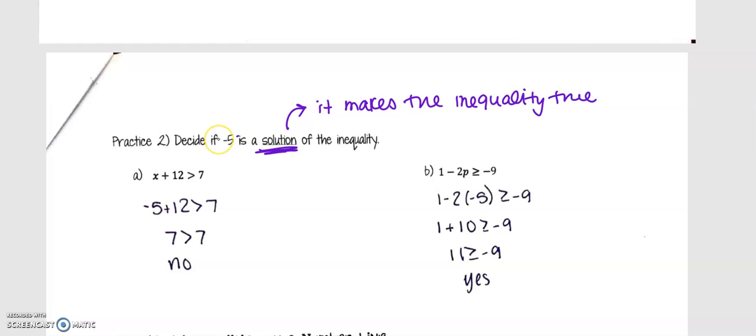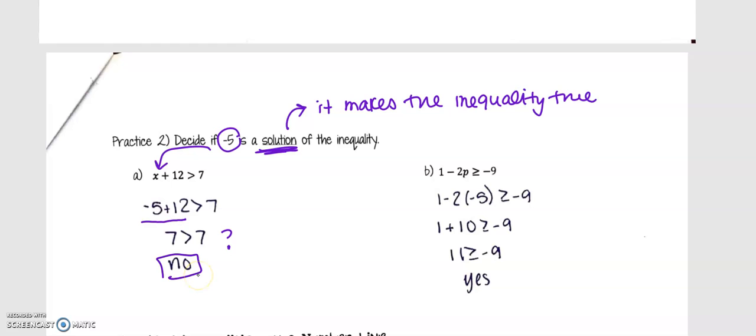So what we're going to do is I'm going to take that -5 and put it in for x. So notice we'll do -5 plus 12 is greater than 7. And then I do -5 plus 12, and that gives me 7. And then I ask myself, is this true? Is 7 greater than 7? And it's not.